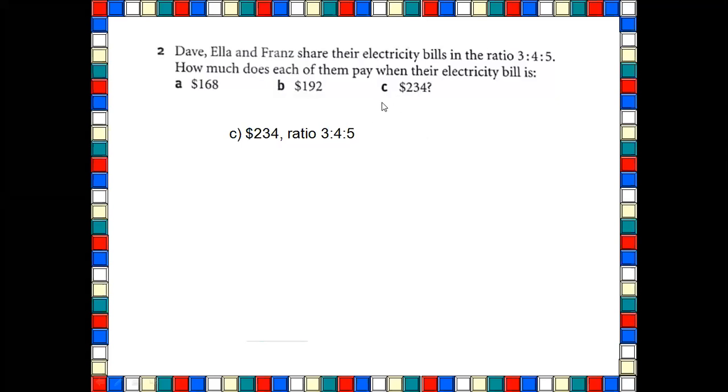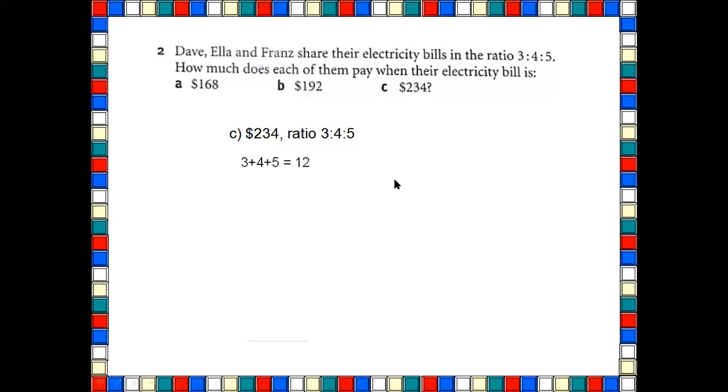We just need part C. Now the ratio is 3, 4, and 5, so we'll add 4 plus 5 plus 4, which is 9. Plus 3 is 12. Excellent. Then we divide 235 by 12. Yes, what do you get?